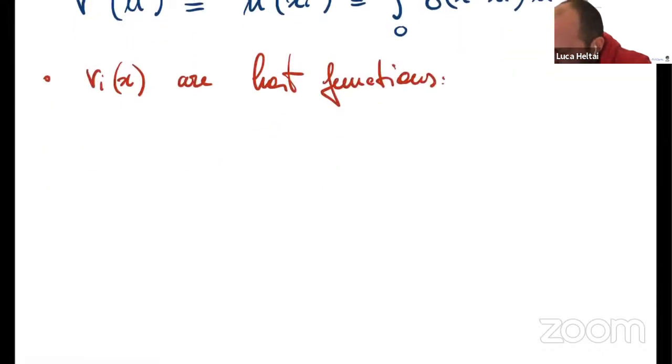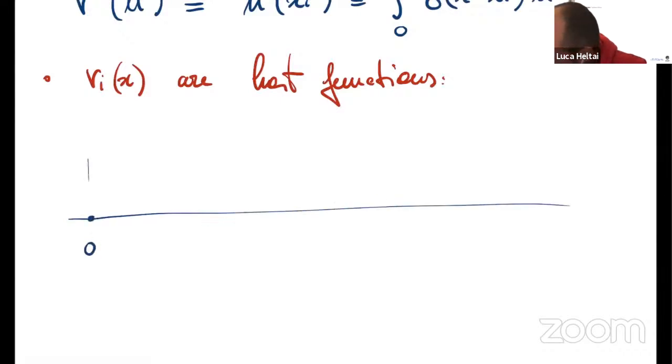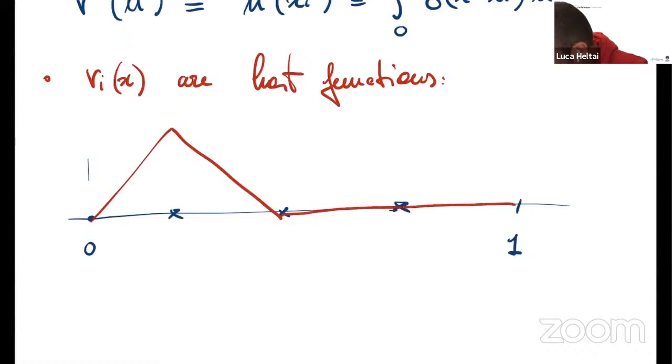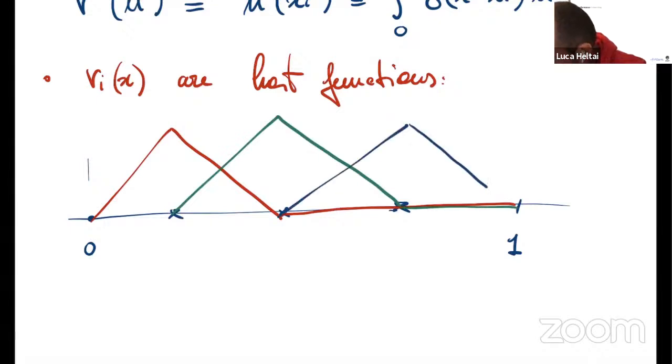Now we plot them, and you'll understand exactly where I'm trying to go with this. So we set 0 here, we set 1 here, and now I just plot some of them. I'm assuming that there are only a few of them. So this is the first one. This is the second one. And this is the third one. So this is x1, this is x2, this is x3, and this is V1, this is V2, and this is V3.